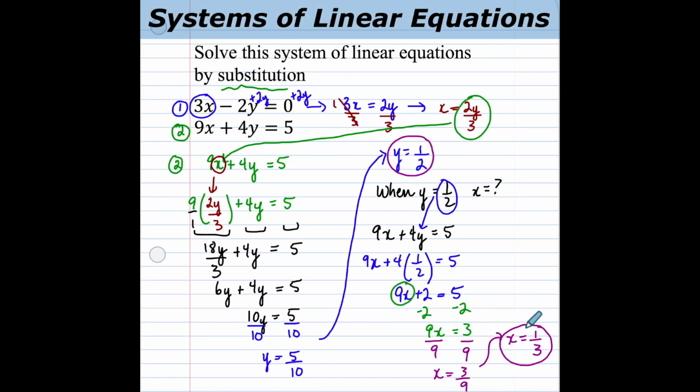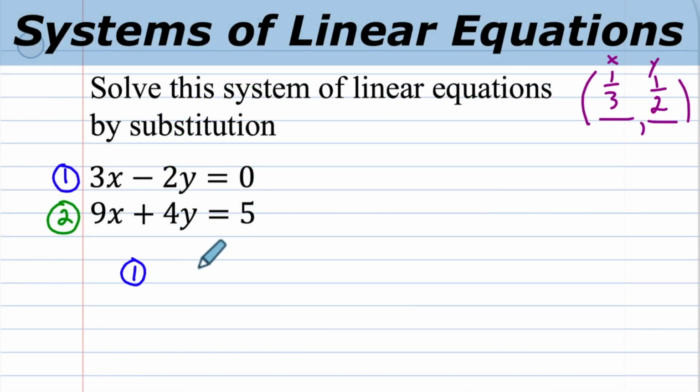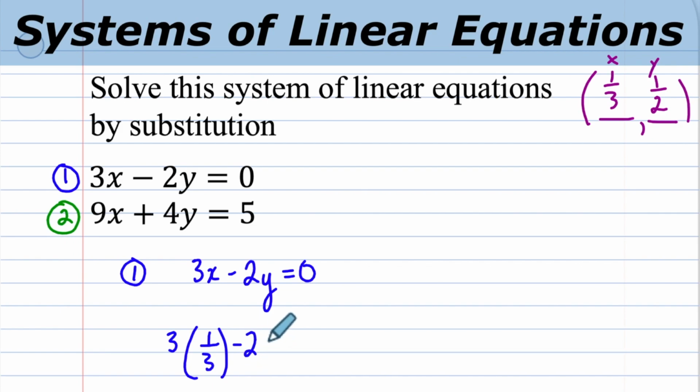We found x. We found y. X is 1/3. Y is 1/2. But we should check. We'll use the first equation. 3x minus 2y is equal to 0. The x value is 1/3. Minus the y value is 1/2.